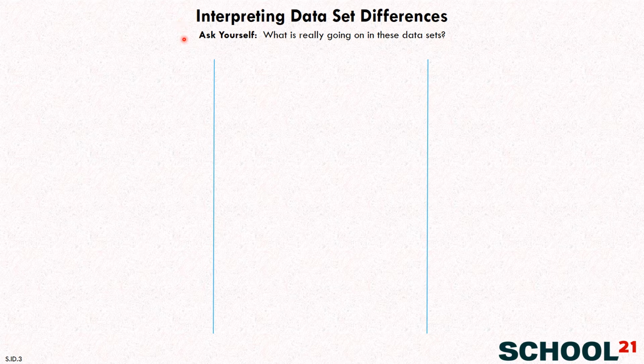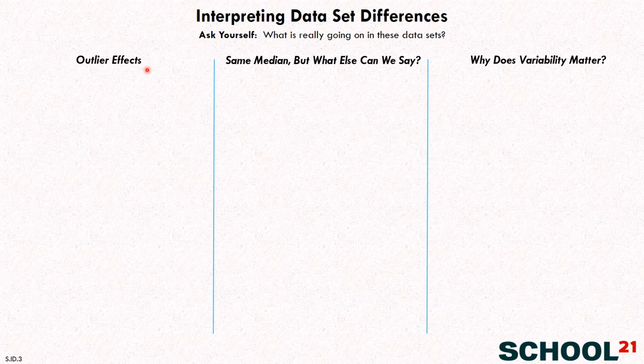Okay, so when we say interpreting the data set differences, what we're really going to be asking ourselves is, what's really going on with these data? What are they really telling us about the real world? So we don't want to just look at graphs or the calculation of the center or the variability without asking us what's really going on, okay? So we're going to do this in a few categories. Let's first talk about outliers.